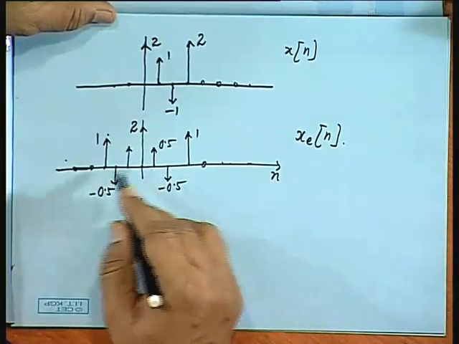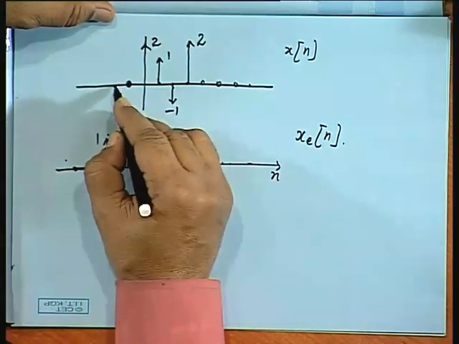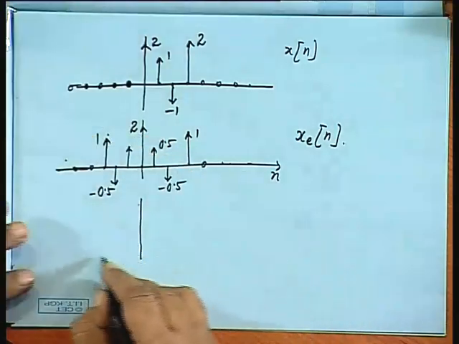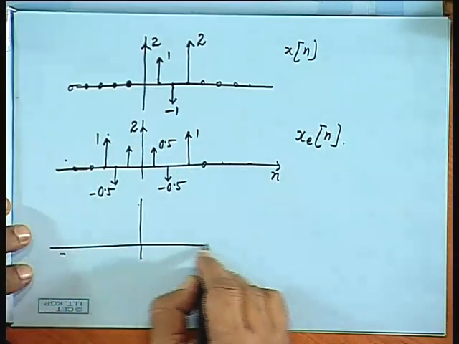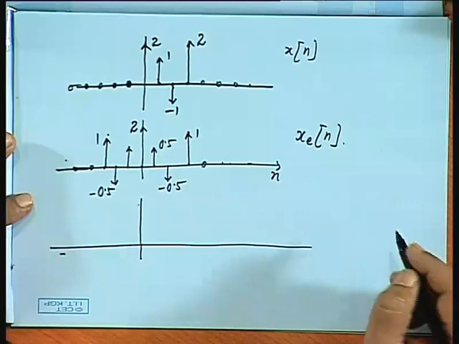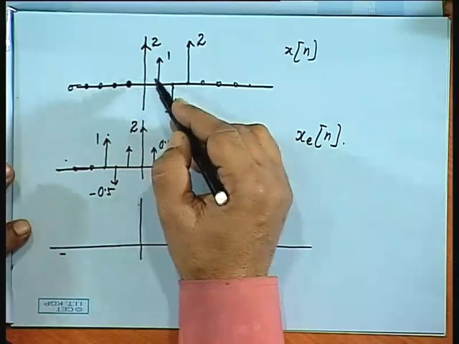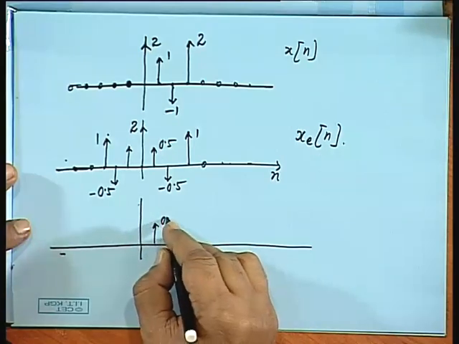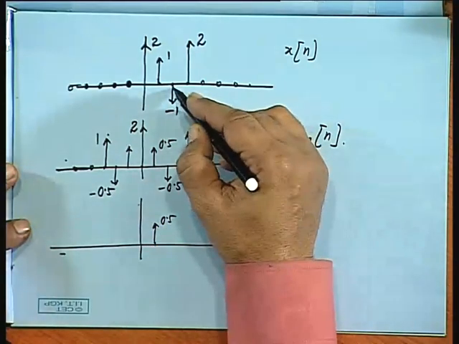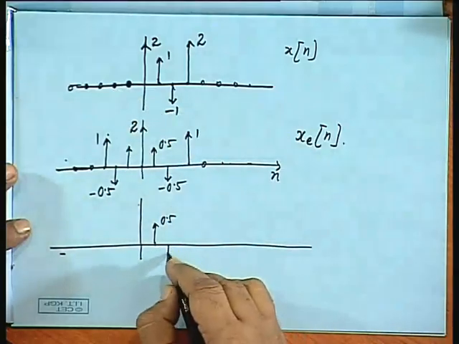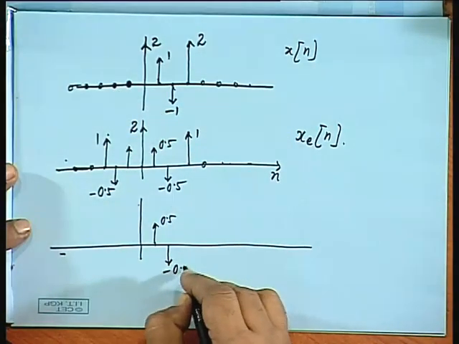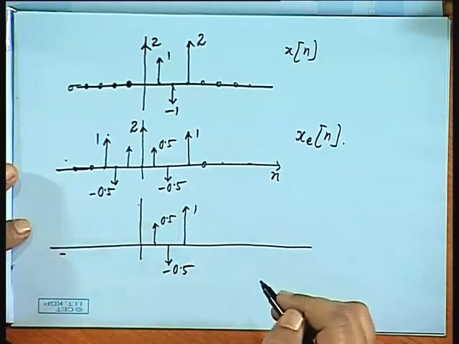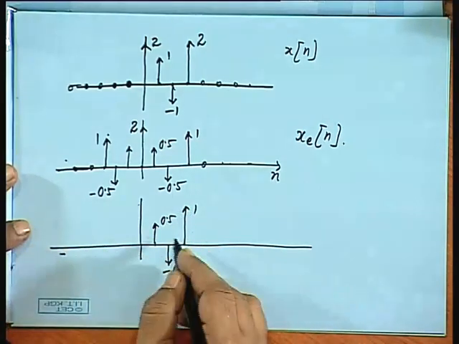Okay. This is the even part. Odd part similarly, these are all 0 valued. What will be the odd part? This minus 0 by 2. So, 1 minus 0 by 2 will be again 0.5, then minus 1 minus 0 by 2. So, minus 0.5 and then 1. Okay. And then what will be its replica on the other side?